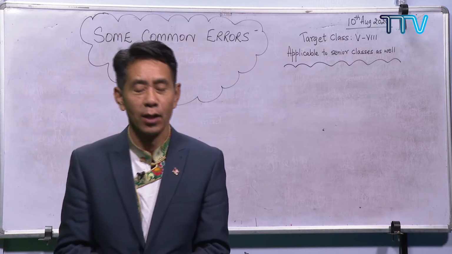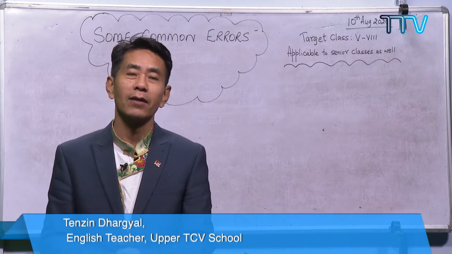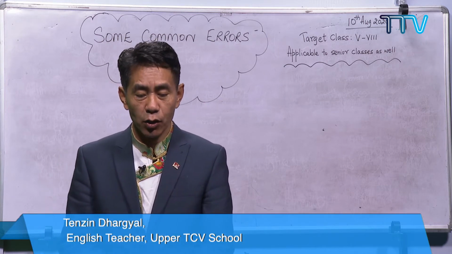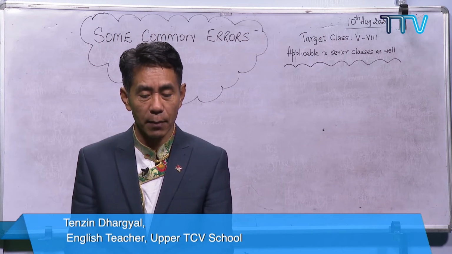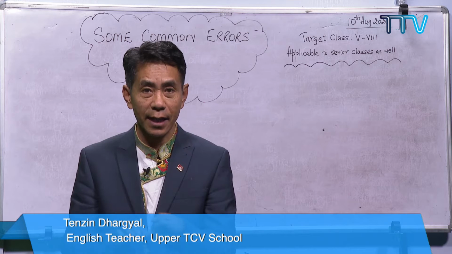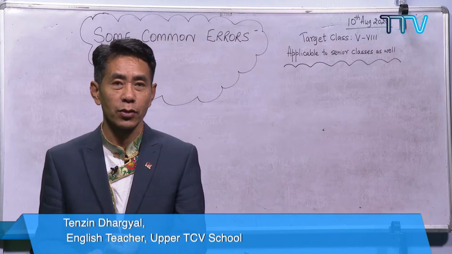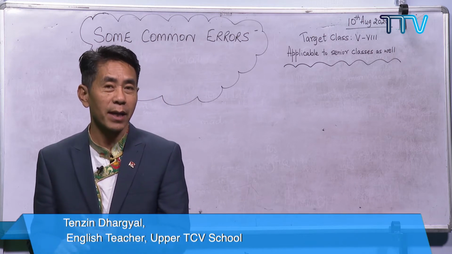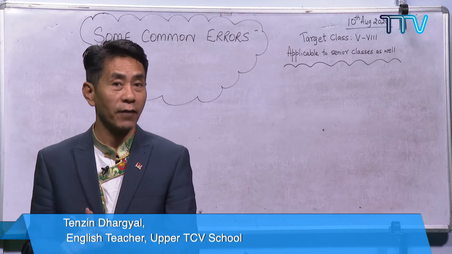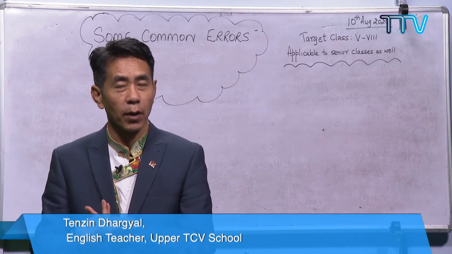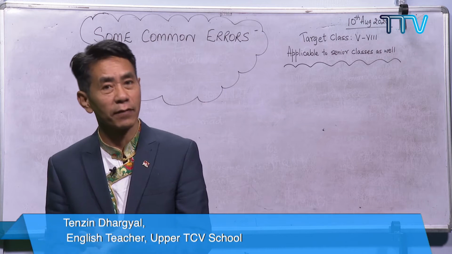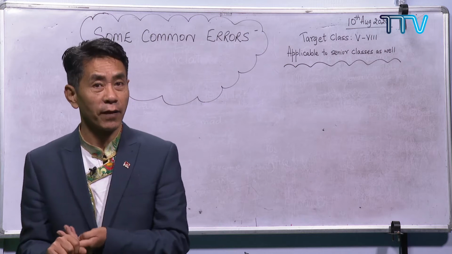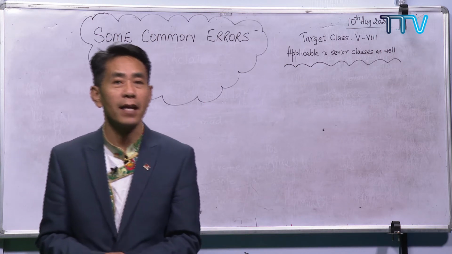Okay, so I'm going to continue with some of the common errors that we make. In my first session, I talked about run-on sentences, parallelism, sentence fragments, and the common errors we make regarding the modifier. We have the dangling modifier and the misplaced modifier. These were the things that we covered.